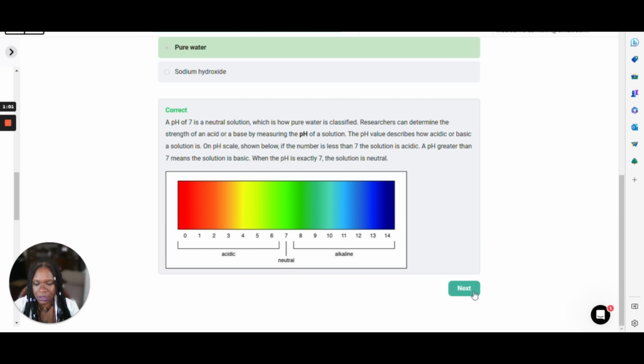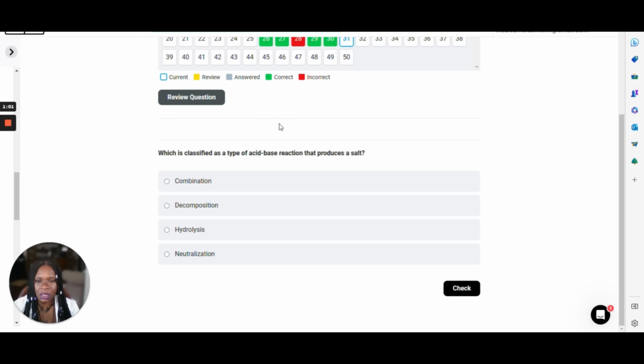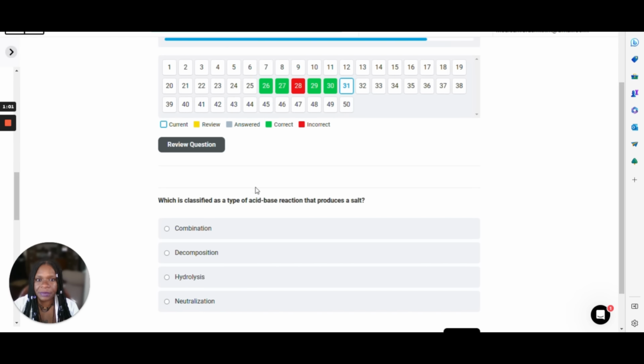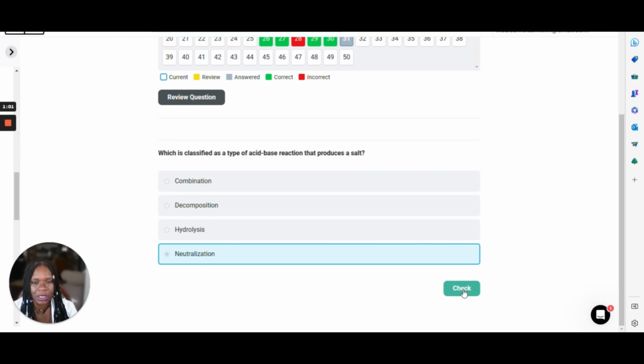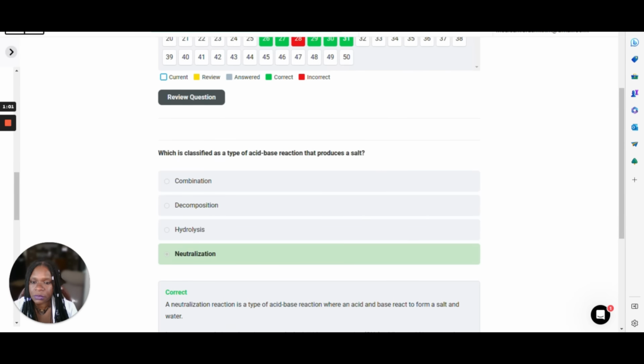Okay. Next question. Let's see here. We have question number 31. Which is classified as a type of acid-base reaction that produces a salt? Is it combination, decomposition, hydrolysis, or neutralization? We're going to go with neutralization for this one, and here is our rationale.